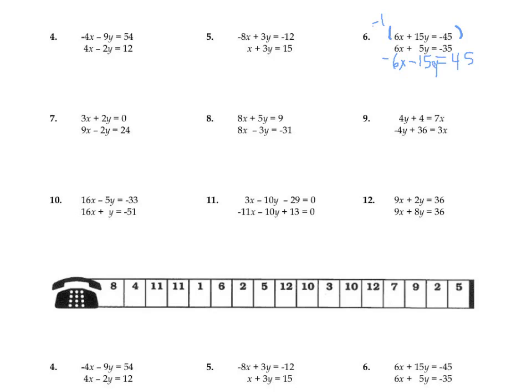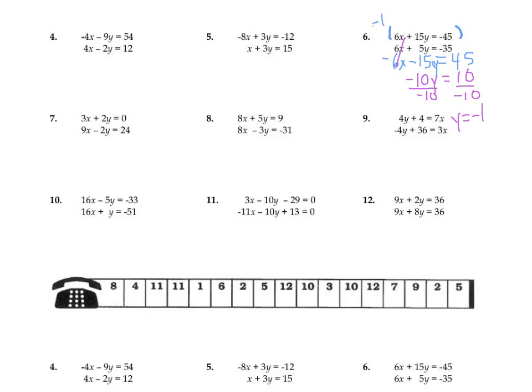So then we want to use the elimination method, so we're going to eliminate 6x minus 6x, and then we're going to add the rest of the terms. So we have 5y minus 15y, which gives us minus 10y, equals negative 35 plus 45 is 10. So we want to solve for y, so we can divide both sides by negative 10, and we get y equals negative 1.